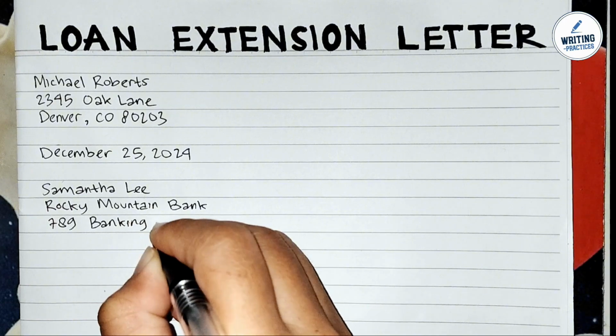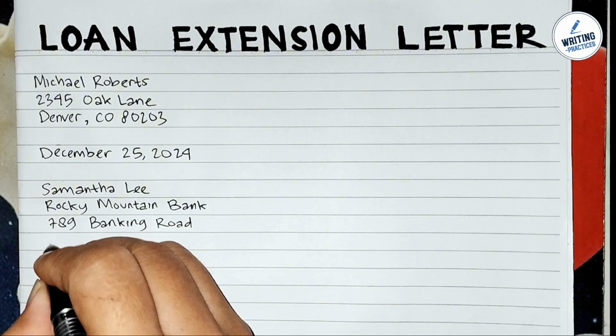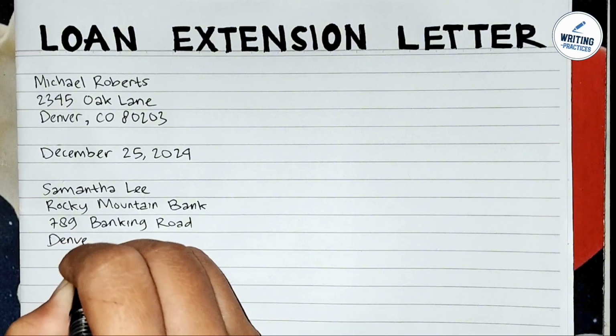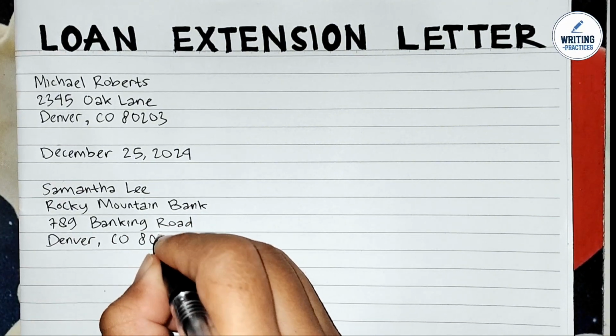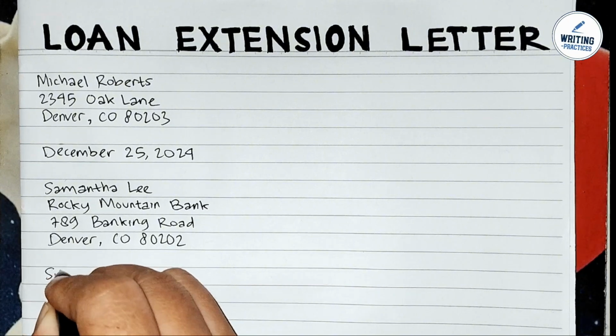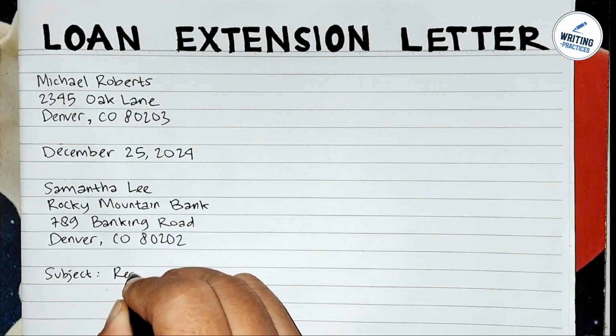You can start with their full name. Under it, write their occupation in the company. And write the name of the company or organization as well. Under it, write the full address of the office or company. You need to include the number, street name, city, state, and zip code.